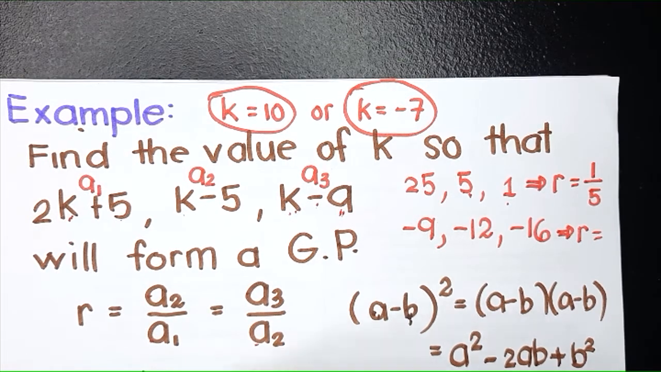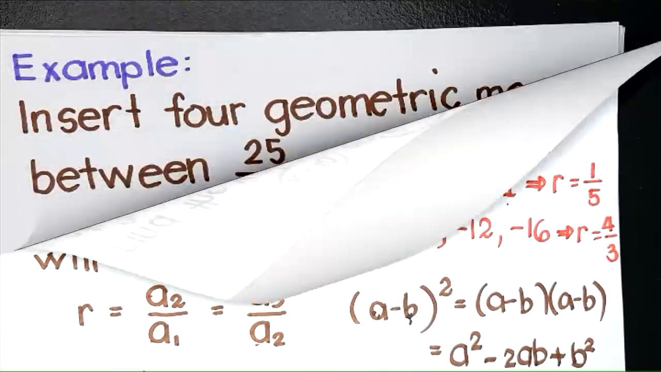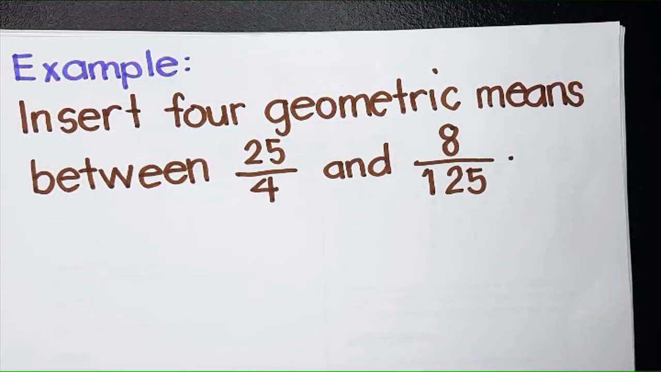You will get positive 4/3. Okay, let's do more examples. So, sabi dito, insert 4 geometric means between 25/4 and 8/125. Anong ibig sabihin nun?